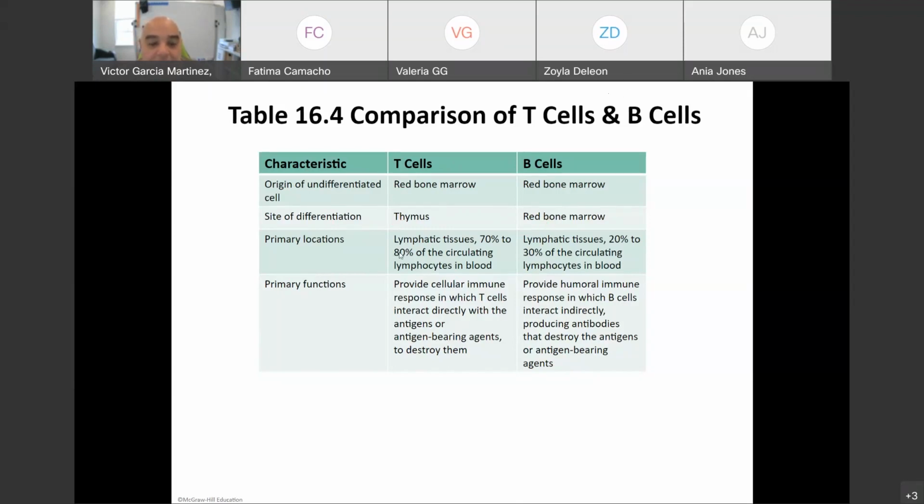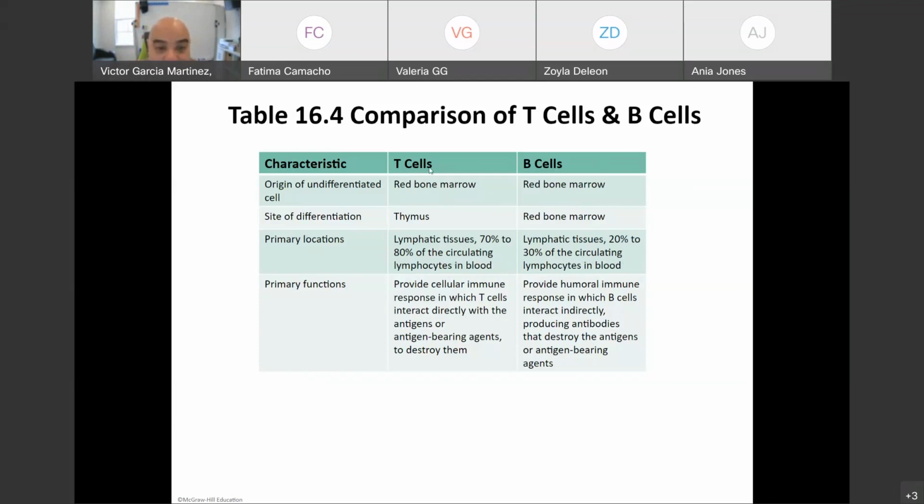We have here the location, which is general. By the way, I don't need the specific location for these, but you need to know all these organs. All of these mild tissues have B lymphocytes and T lymphocytes, all of them. 70 to 80% of T cells are located in blood. 20 to 30% of B cells are located in blood.